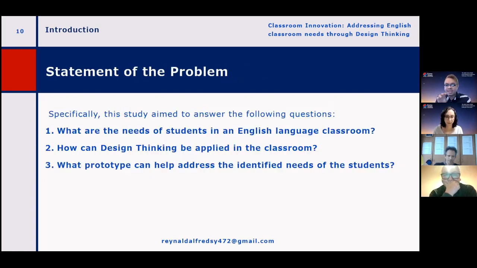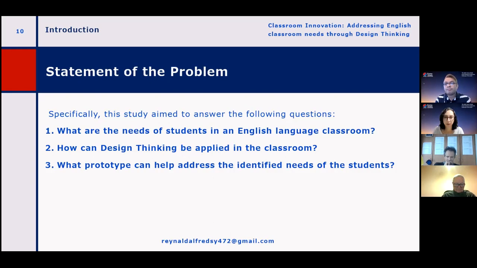Now, in this context, what I did as the researcher is that I had three specific statements of the problem which I'm trying to answer in this study. Number one is, what are the needs of the students in an English language classroom, which is the empathize part of the design thinking. How can design thinking be applied in the classroom? So I gave a workshop and focus group discussion with the teacher participants. And what prototype can help address the identified needs of the students? This is the end product of the participants.